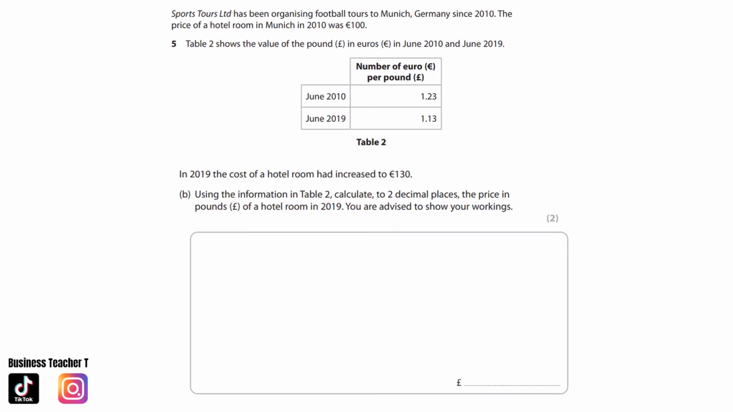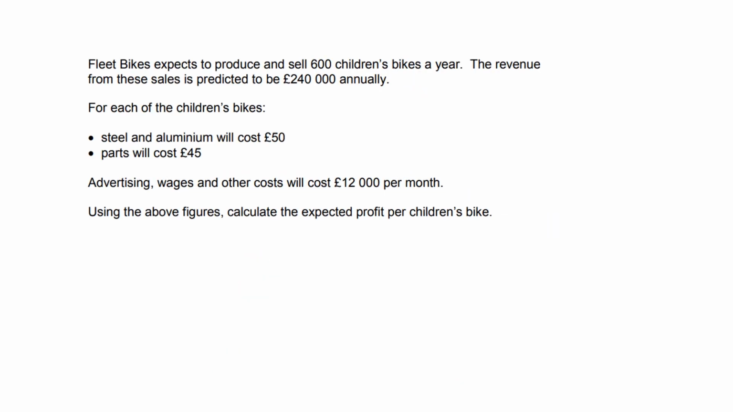Now on to part B of this question. Using the information in Table 2, calculate to 2 decimal places the price in pounds of a hotel room in 2019. You are advised to show your workings. So what we need to do now, we need to get the €130 and we need to divide that by the figure in 2019. So €130 divided by 1.13, and our answer is £115.04. On to the next question.